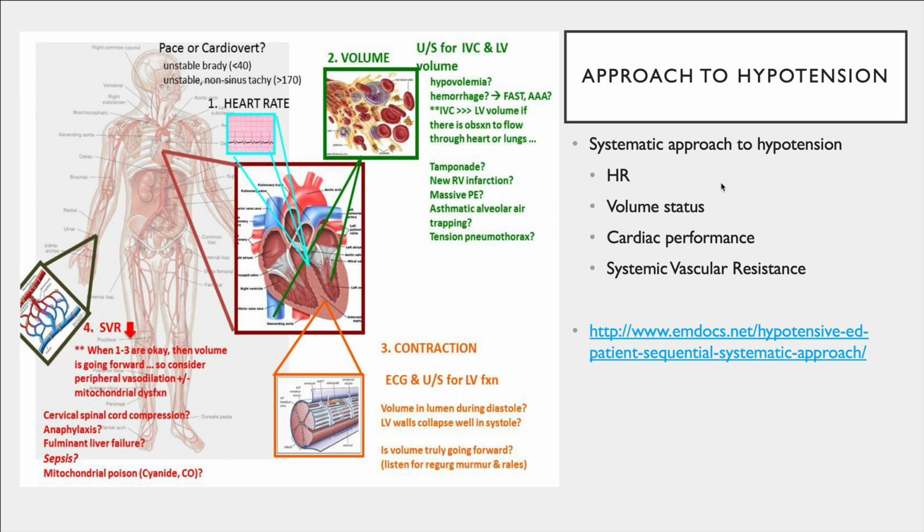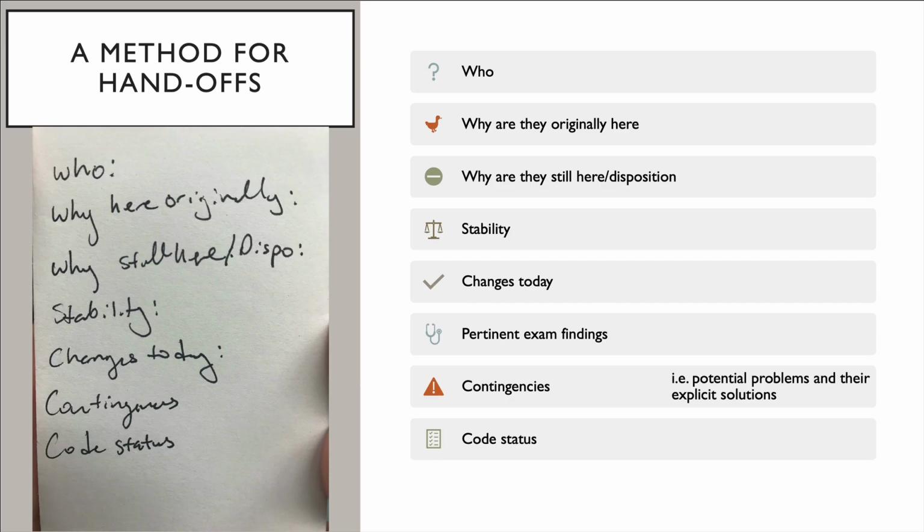This link here is a brilliant article that presents a systematic approach to hypotension utilizing these 4 variables: heart rate, volume status, cardiac performance, and SVR in a systematic format. It is exceptional. They go into detail about how you can use certain tools to assess each one of these components in order to help figure out why this patient is hypotensive and to have targeted treatment modalities addressing their particular etiology.